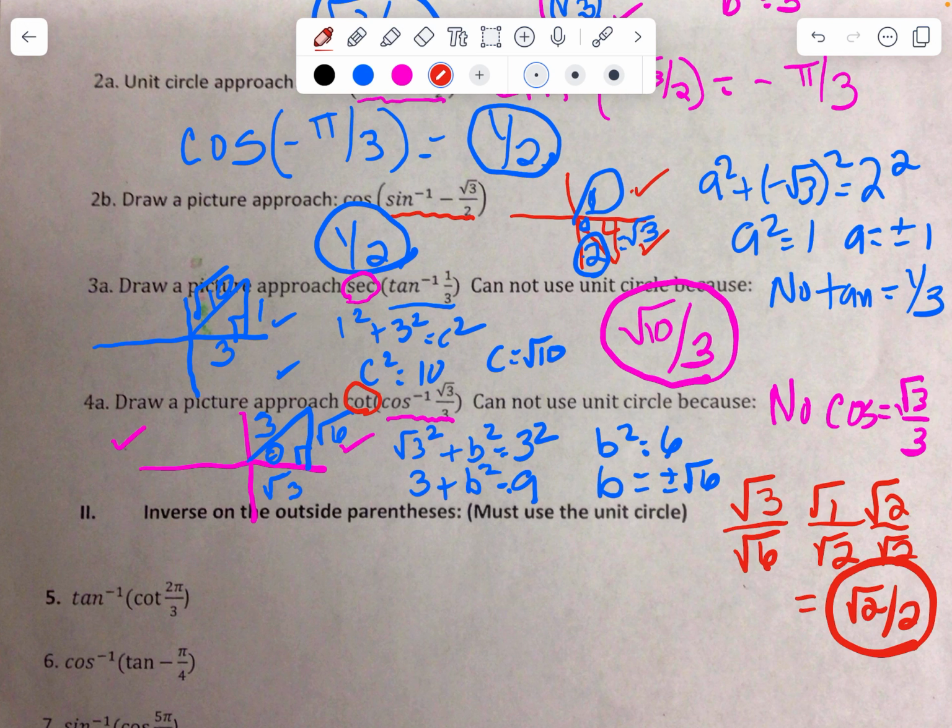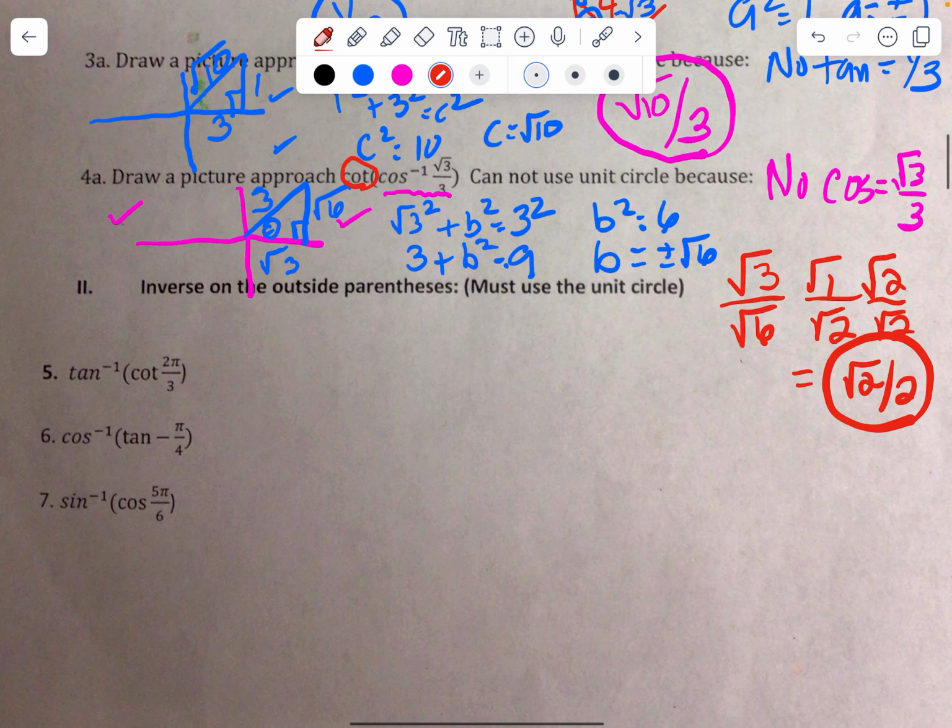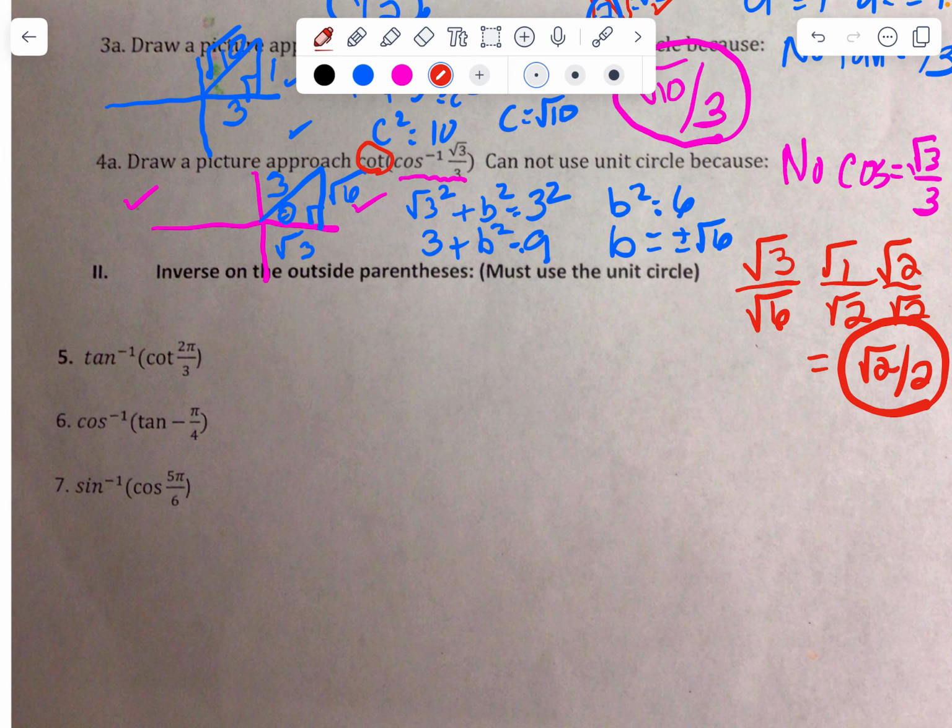Okay, these next problems are a little bit different. In these types of problems, you have to use the unit circle. And the difference in these problems and the last is that in these problems, your inverse trig is on the outside of the parenthesis, versus the ones we did up above, where the inverse trig was on the inside. But this just forces you to know your unit circle.